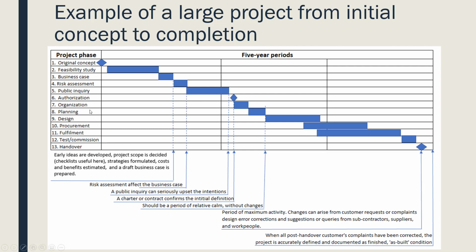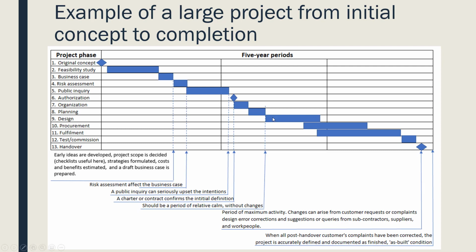So at this point, you get a contract, you get the confirmation of the initial design. Organization, and then planning. Those two kind of go hand in hand. So it should be a period of relative calm without many changes, but you're organizing things, you're planning. And then we move into this design phase, okay? And then procurement. So those are two large areas.